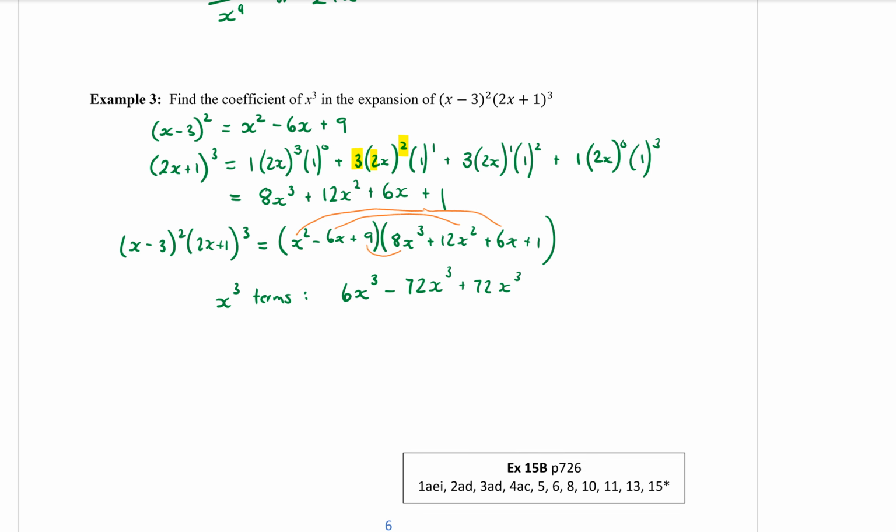Adding and subtracting those coefficients, 6 minus 72 plus 72 will just make 6x cubed, which means that the coefficient that I'm after is 6. So the coefficient of the x cubed term is 6. And that's it. You're ready to do 15b.